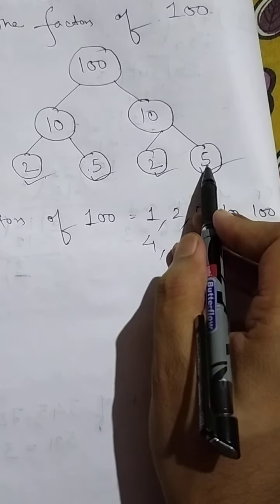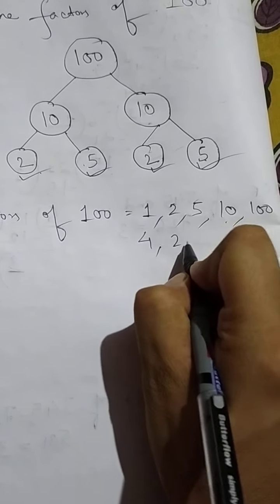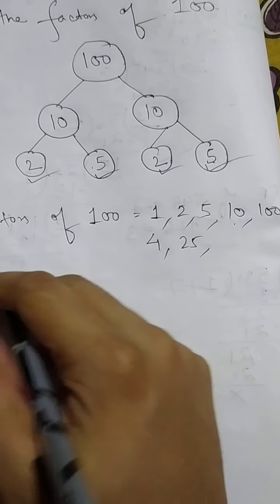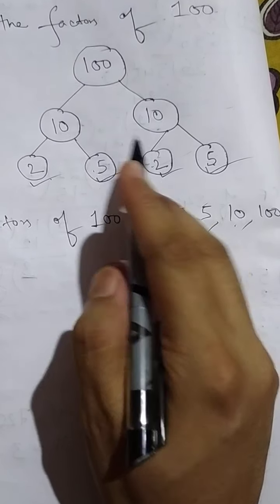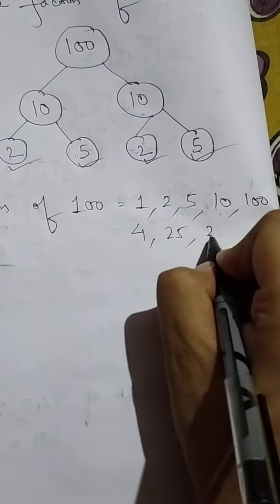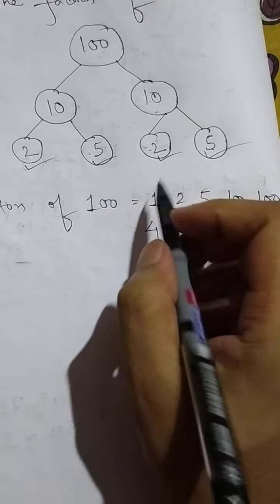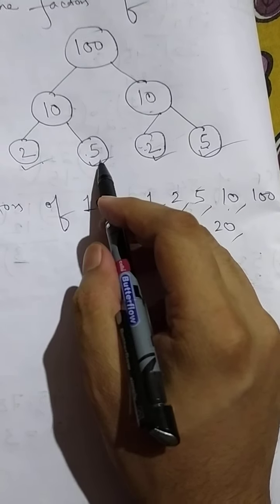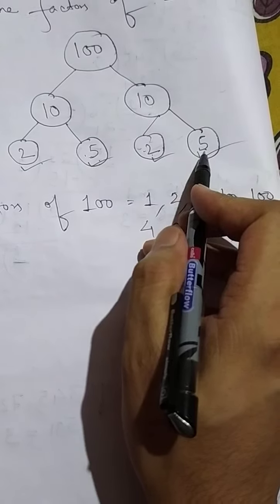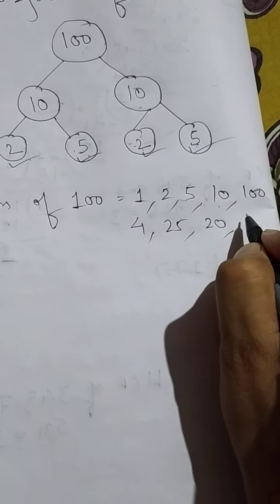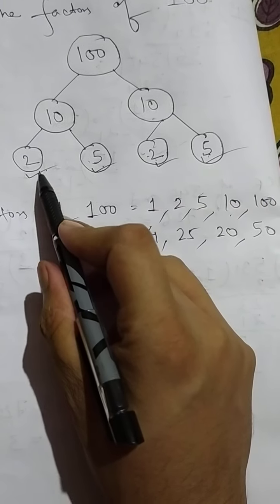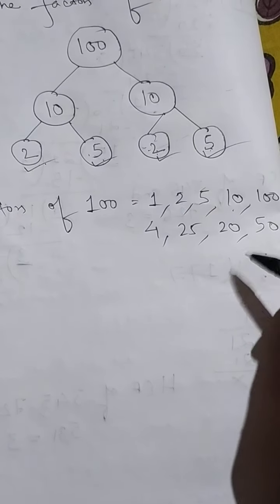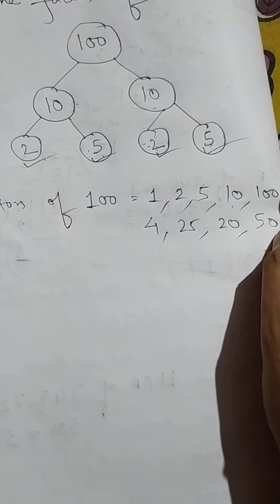5 5s are 25. 25, yes, write down 25. Now you multiply three numbers. 2 5s are 10. 10 2s are 20. 20, yes, write down 20 here. 5 2s are 10, 10 5s are 50. Yes, 50 is not here, so write down 50. Any other? 2 2s are 4, 5 4s are 20. You have written 20.